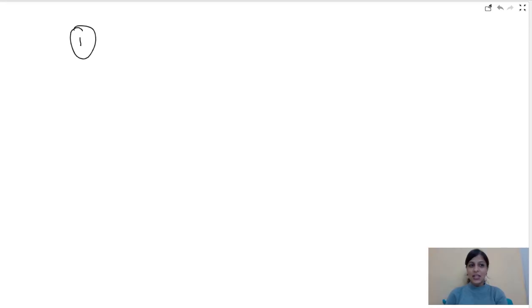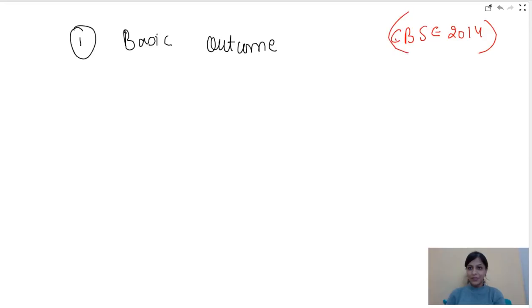The very first question is, what should be the basic outcome of democracy? What do you think should be the basic outcome of democracy? Very important question. This has been asked in the CBSE 2014 exam. So what do you think is the answer? Okay, so the answer is right. The most basic outcome of democracy should be that it produces a government.